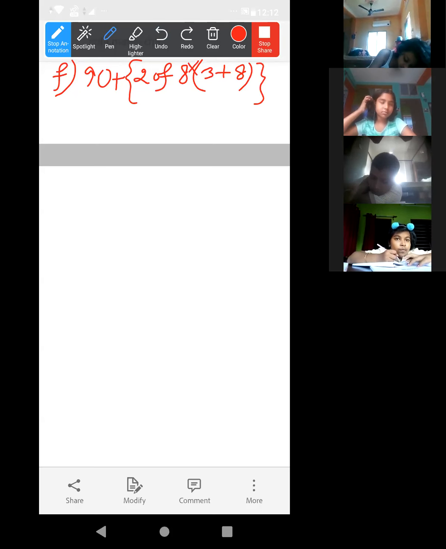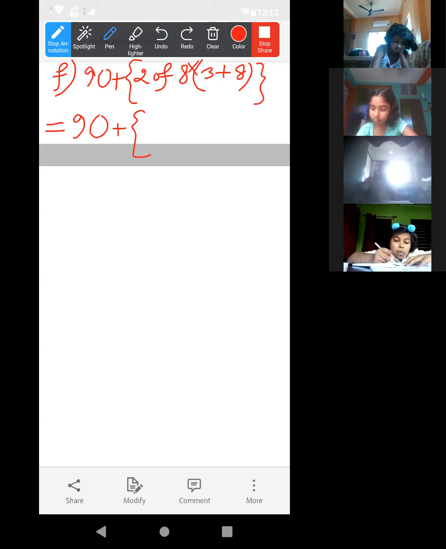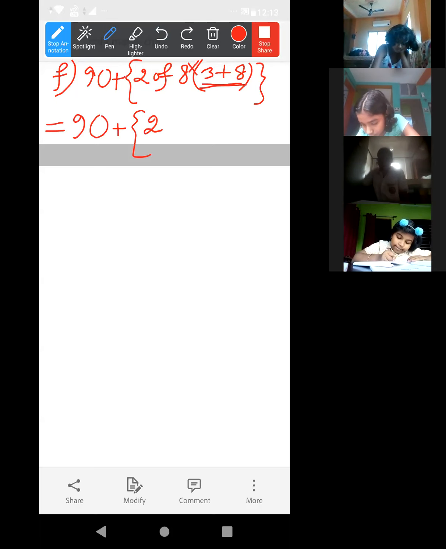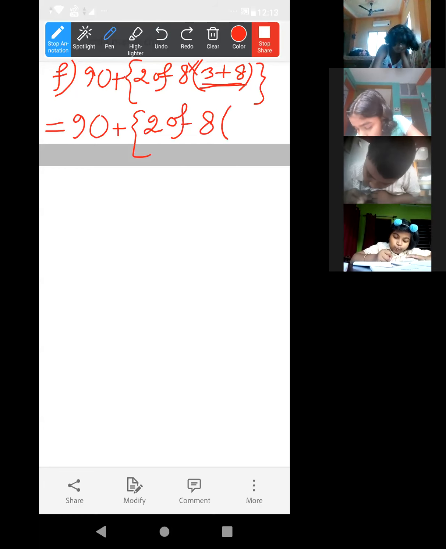Achha, okay. Now look at this. First this first bracket or parenthesis. So 3 plus 8, it will be 11. Yes or no?